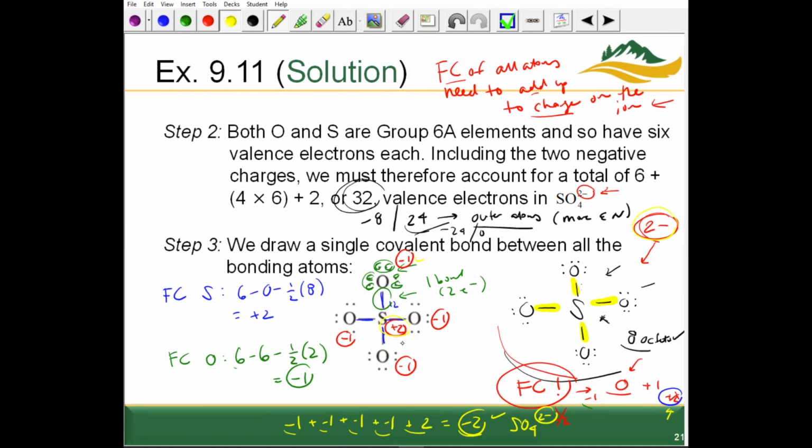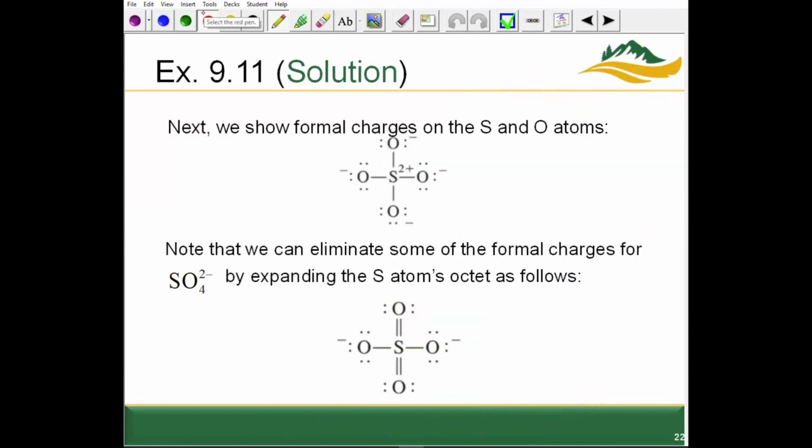Let's see if we can rearrange some of these lone pairs into double bonds and see if we can minimize this formal charge on sulfur. So here are those formal charges we figured out: -1, -1, -1, -1, and +2. This is not the ideal Lewis dot structure because of that 2+ formal charge.